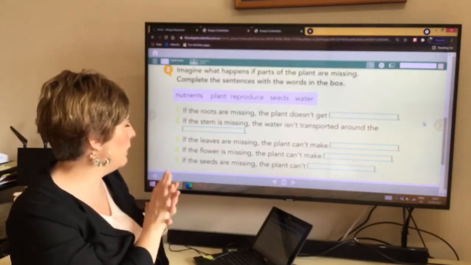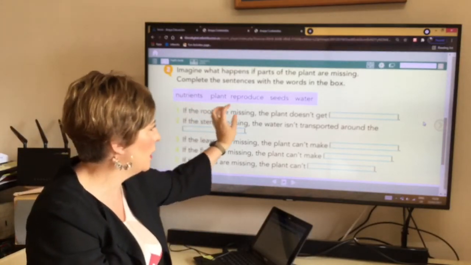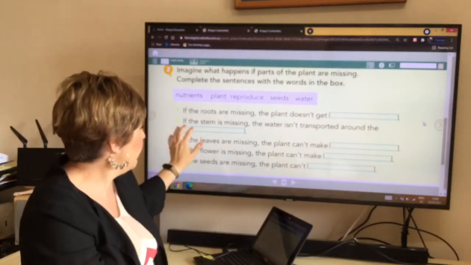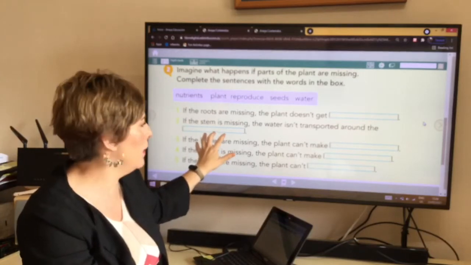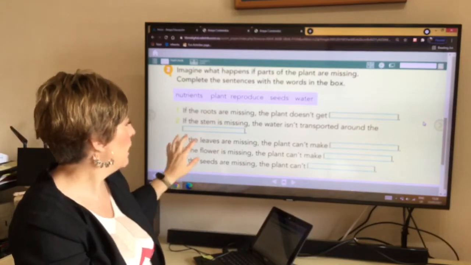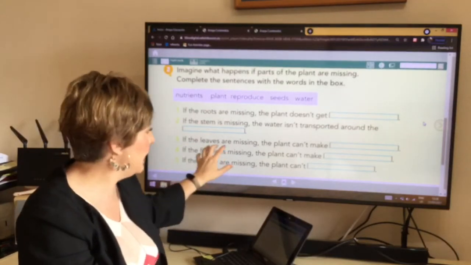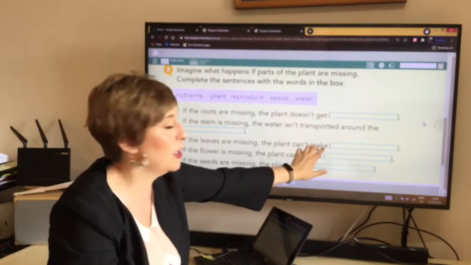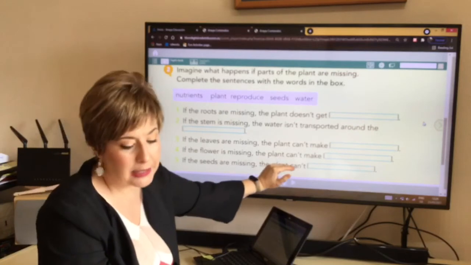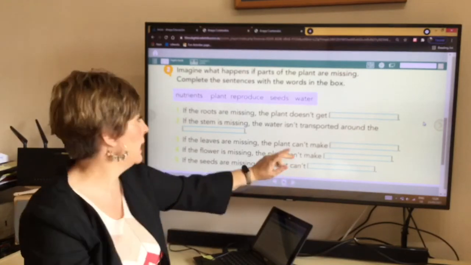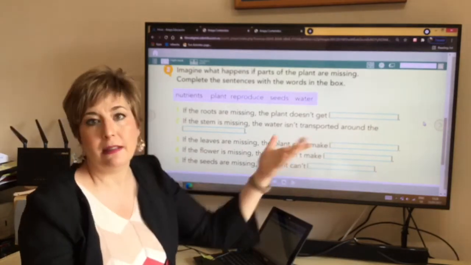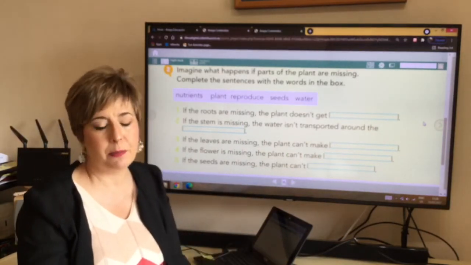For example, if the plant doesn't have roots, it doesn't get water from the soil. If the plant doesn't have a stem, the water isn't transported around the plant. If the plant doesn't have leaves, the plant cannot make nutrients. If the flower is missing, the plant cannot make seeds. And if the seeds are missing, the plant cannot reproduce.